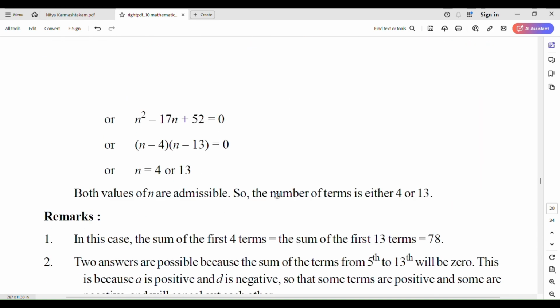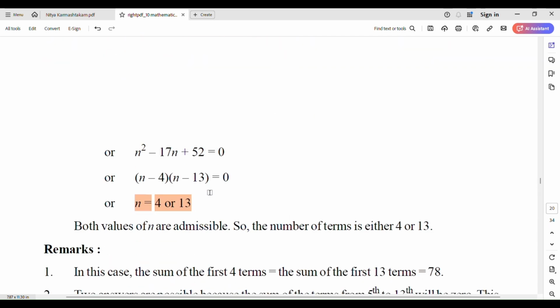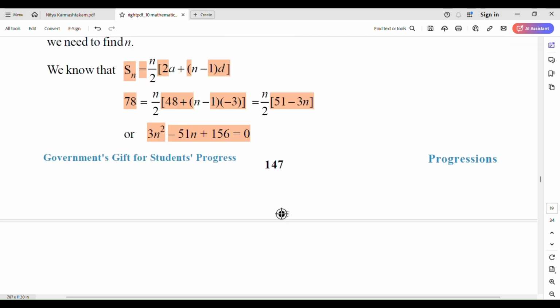This is the quadratic equation I get. Now we know how to solve quadratic equations, we have learned it. So I get two values for n. Here I have tried the factorization method, n minus 4 into n minus 13 equal to 0, which means n equal to 4 or 13. Does the answer look surprising or strange to you? There are two values of n, that means 4 terms will sum up to 78, and also 13 terms will sum up to 78. How is it possible? Just think about it.